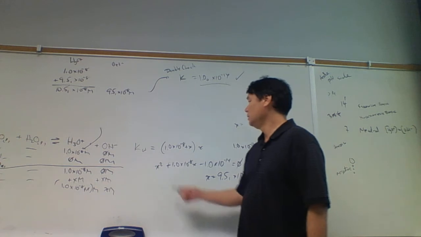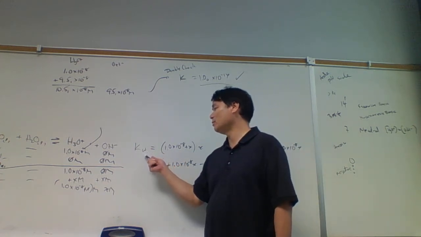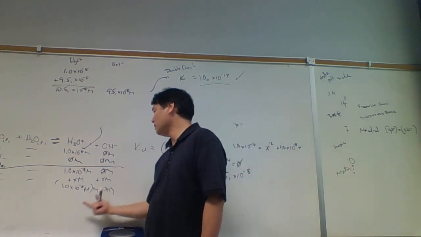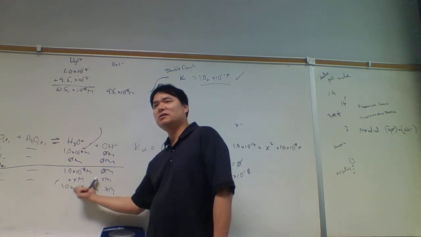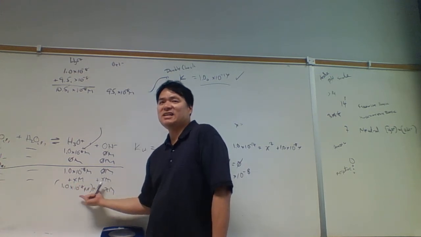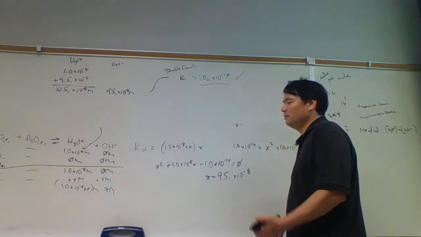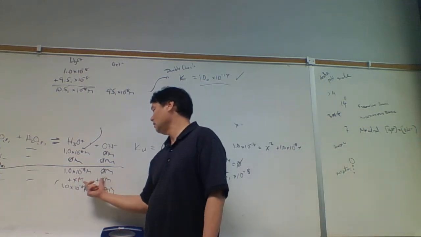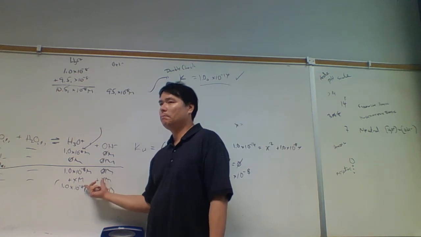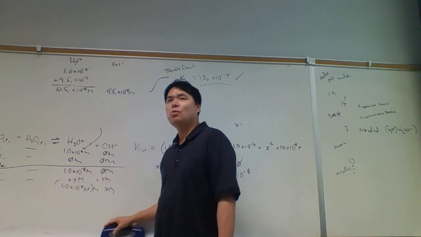Here is one. You know, K is very small. K is 10 to the minus 14. If K is very small, are we going to expect much product here? No, because we expect very little product. And so if the change is small, x should be pretty small, then we could use what?